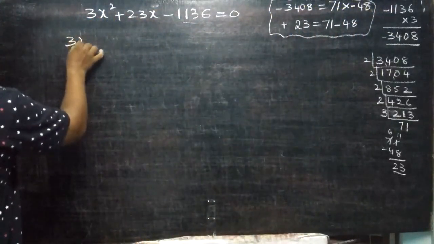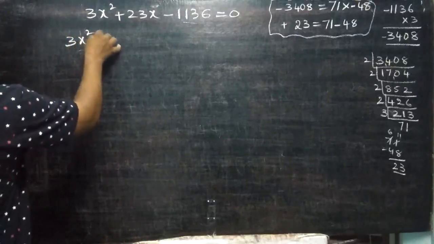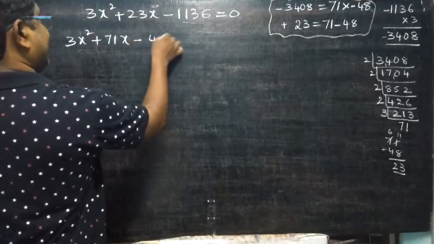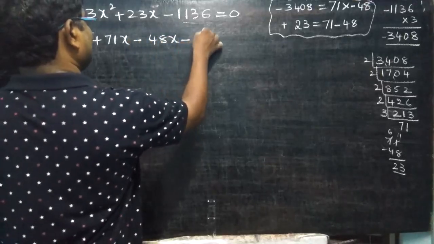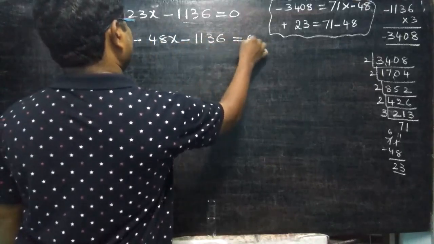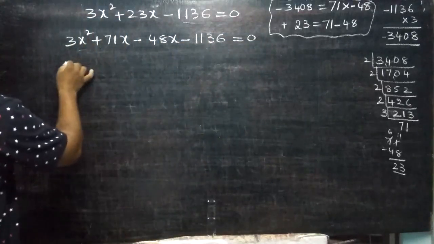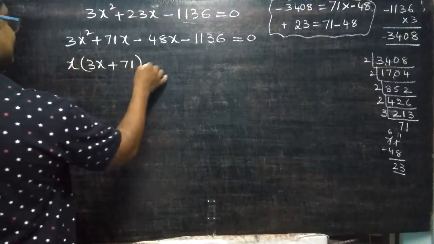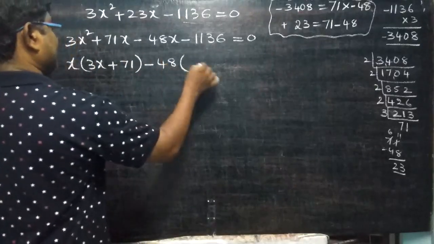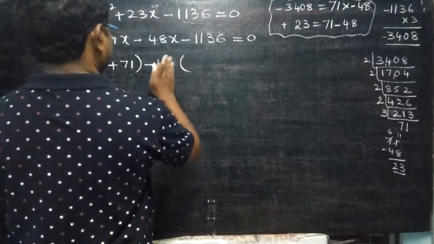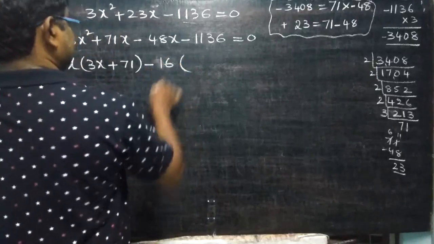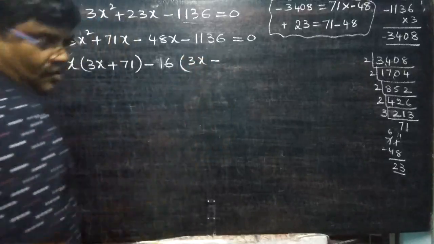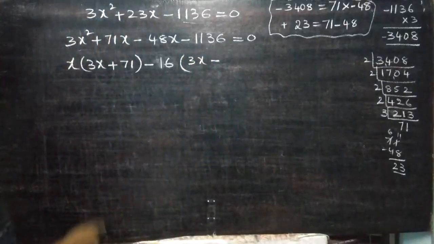Now apply: 3x square plus 71x minus 48x minus 1136 is equal to 0. You can take common only x. 3x plus 71. Here minus 48, if you take common, which table? 16 table you can take common. 16 table if you take, here 3x minus, how much will come? Again the same 71 comes.